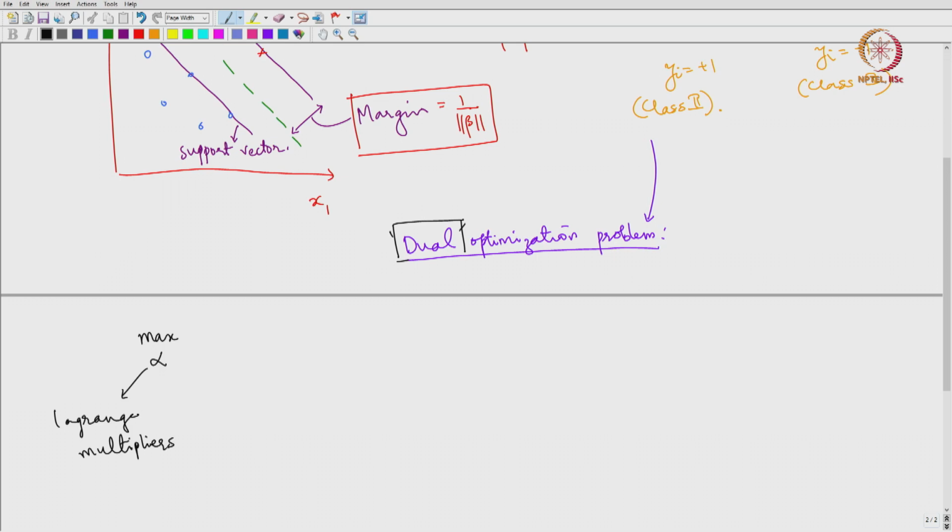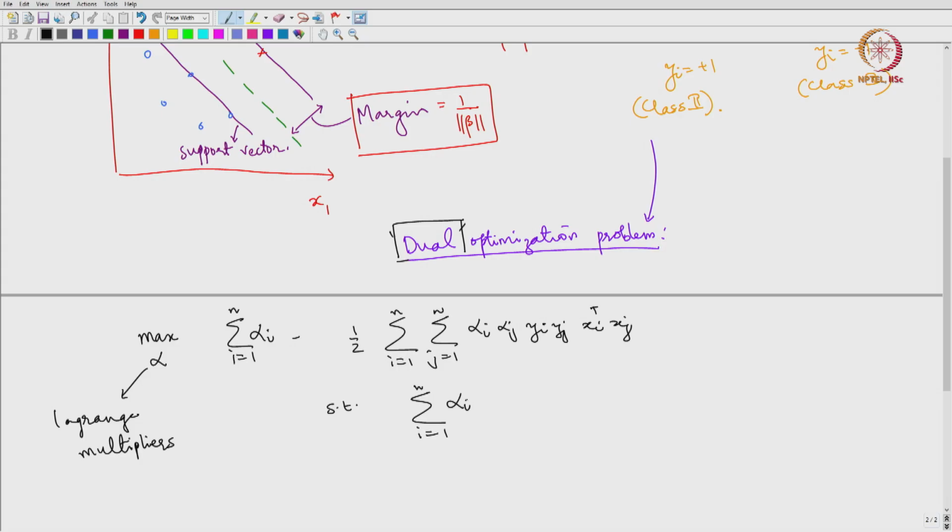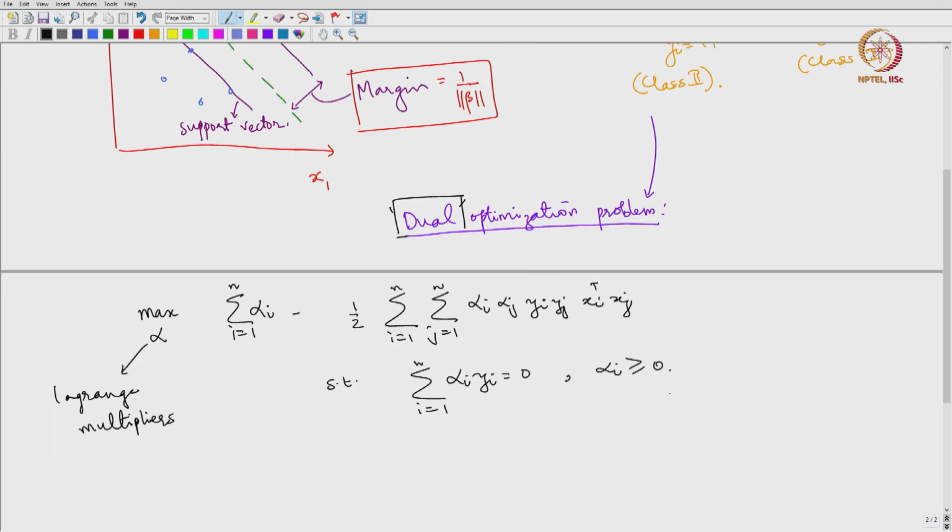and the problem becomes: sum over i going from 1 to n of alpha i, minus half double summation, i going from 1 to n, j going from 1 to n, of alpha i alpha j yi yj xi transpose xj. And this is subject to the constraint that the sum over i going from 1 to n of alpha i yi equals 0, and these alpha i's are greater than or equal to 0.